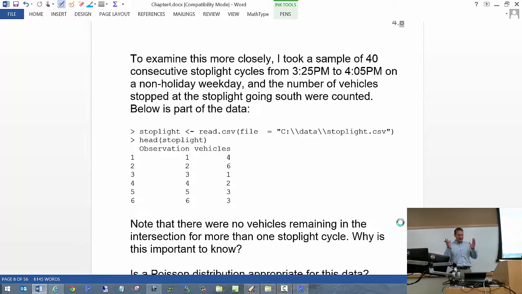I actually watched the intersection for 40 minutes, and for every stoplight cycle, I counted the maximum number of cars that were stopped there. Like the first time I did it, I got 4. Next time 6, and so on. So next time we'll analyze this data and see if that fire station truly has something to worry about.